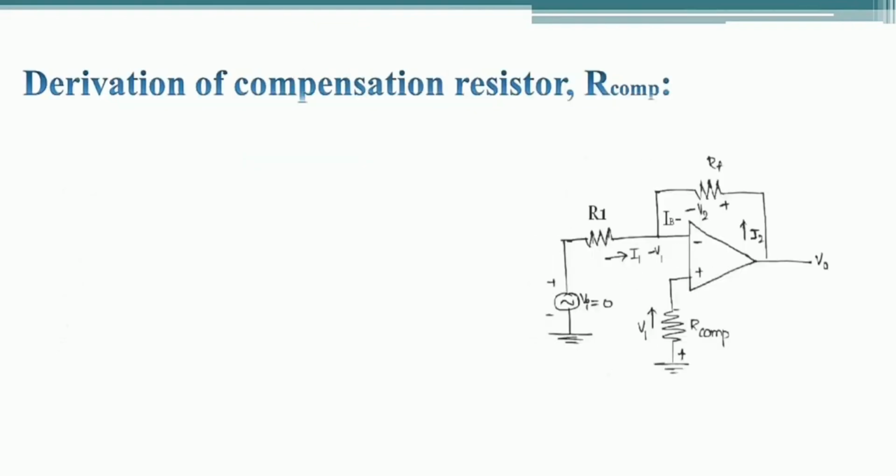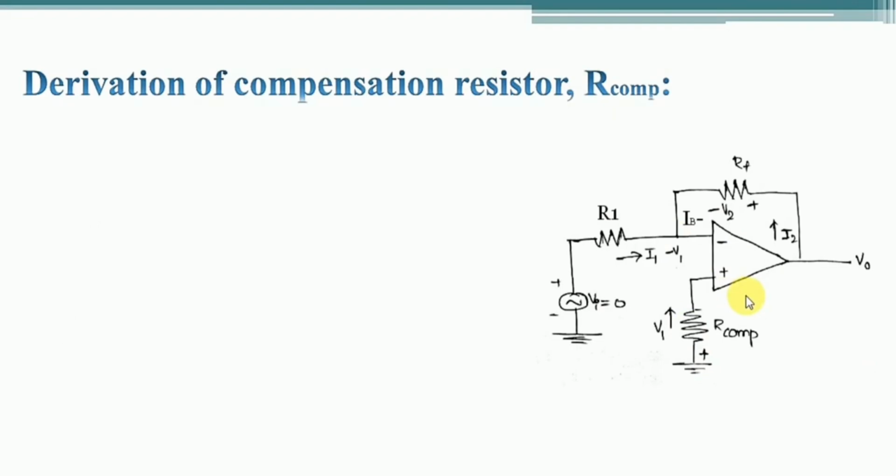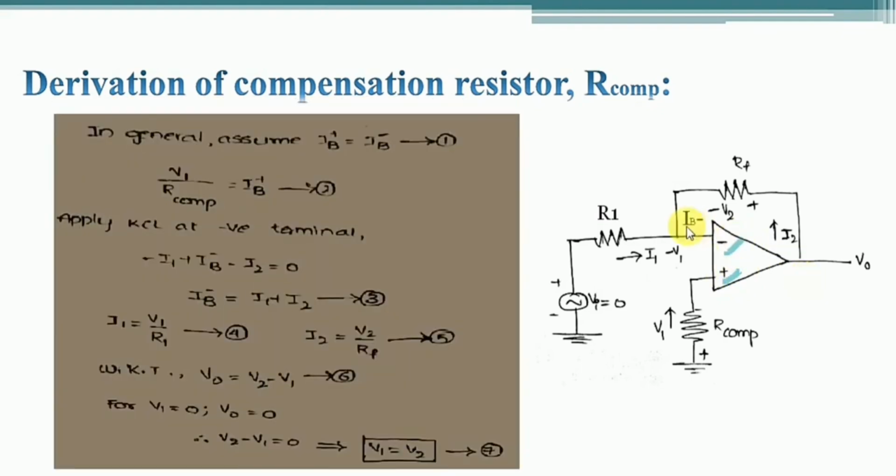Okay, so in general, for this circuit, we are assuming that the bias currents at the inverting terminal and the non-inverting terminal are the same, which means that IB minus and IB plus are equal. Okay, now what we will do is at first we have to prove that these V1 and V2 voltages are equal. Thereafter we can find what is the value of the R compensation resistor.